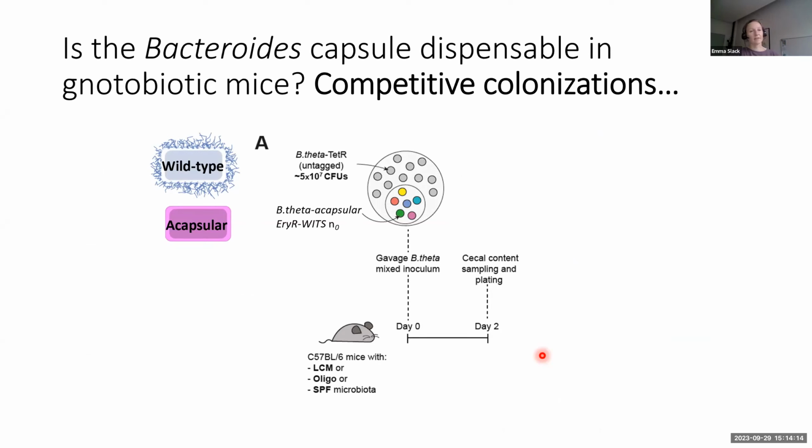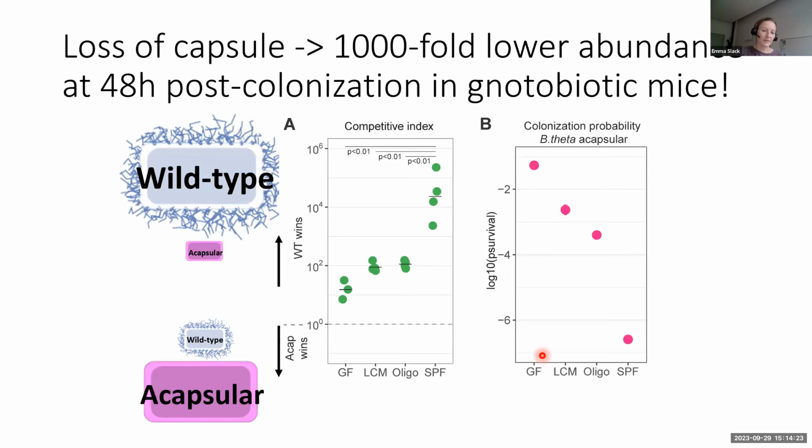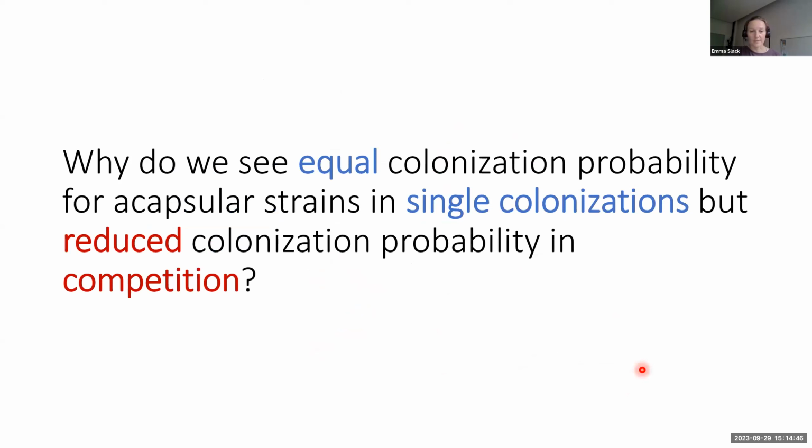So we want to go back and compare to previous experiments that have been done where wild type and acapsular strains were competitively colonized into mice. And when we did that, we saw actually, yes, the acapsular strain does have a fitness defect everywhere compared to the wild type. So in competitive colonizations, even in germ-free mice, it's about 10-fold less fit than the wild type, going out to being around 10 to the 5-fold less fit in our SPF mice. And correspondingly, we see this change in probability of colonization.